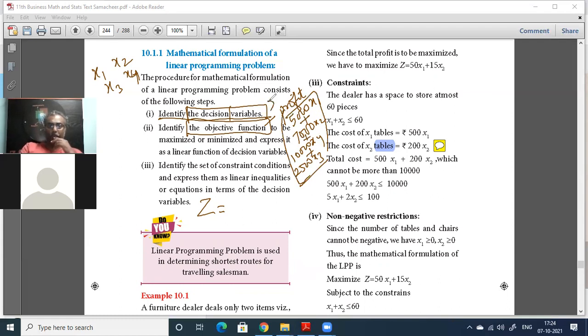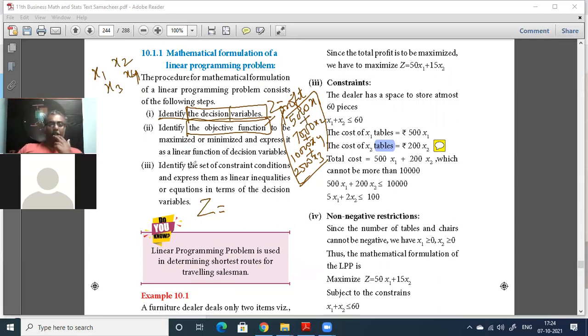That means Z is this one. The objective function Z is the thing that must be maximized or minimized. Usually your cost is minimized or profit is maximized. Then express it as a linear function of the decision variables. Like that we have done now.